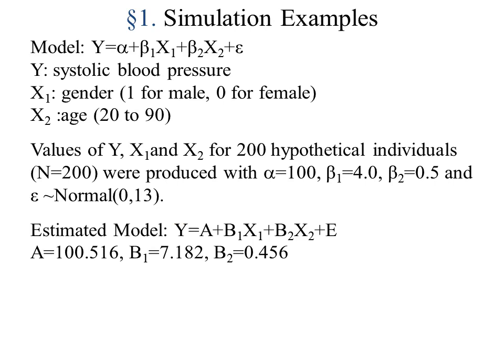Using this model and these parameter values, simulated values of y, x1, and x2 were produced for 200 hypothetical persons. Then a linear regression analysis was done, using this simulated data, and the following results were obtained. The estimated value of alpha was 100.516, which is very close to the true value of 100. The estimated value of beta 1 was 7.182, which is quite different from its true value of 4.0. Finally, beta 2 is 0.456, somewhat different but not very different from its true value of 0.5.